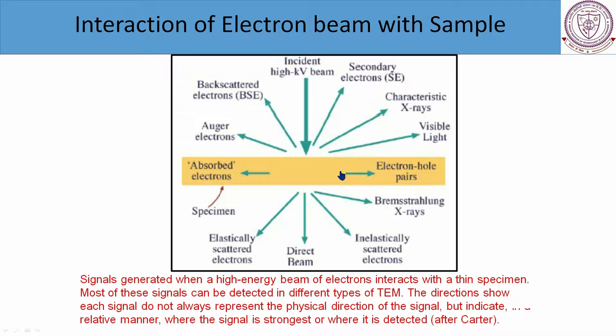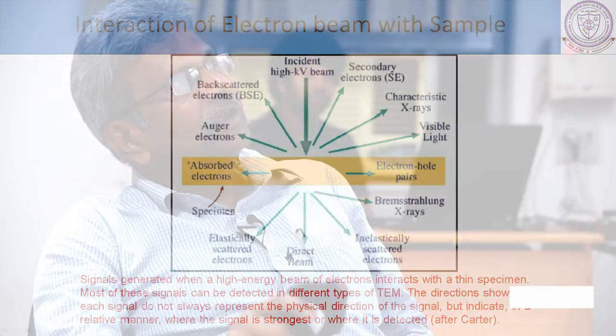Now, in scanning electron microscopy, you are just above the top surface. So you can have secondary electrons, you can have characteristic X-rays, you can have the backscattered electrons. We are not going to discuss today Auger electrons and visible light. Whereas in transmission mode, you'll be having the direct beam passing through this. Then there are going to be electrons that are elastically scattered, and there are going to be electrons that are inelastically scattered. And most of the time, I shall be referring to these and the direct beam.